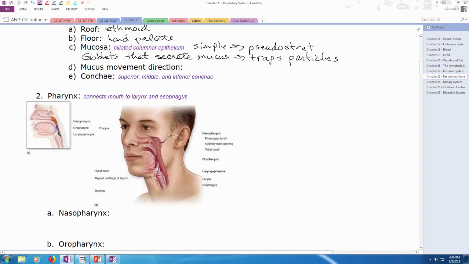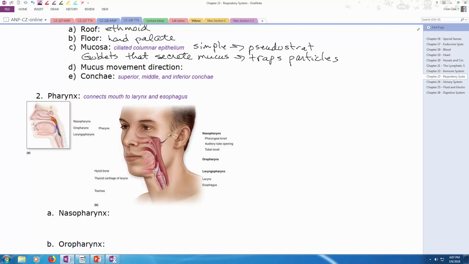And the movement of the mucus is going to be dependent upon which way the cilia are going to beat. And so this is a ciliated epithelium. And which way do the cilia beat? Do they beat anteriorly, posteriorly, superiorly, inferiorly? Which way? If you beat superiorly, you're going for your ethmoid bone, right? Where's it going to go from there? To your brain? No. So posteriorly.